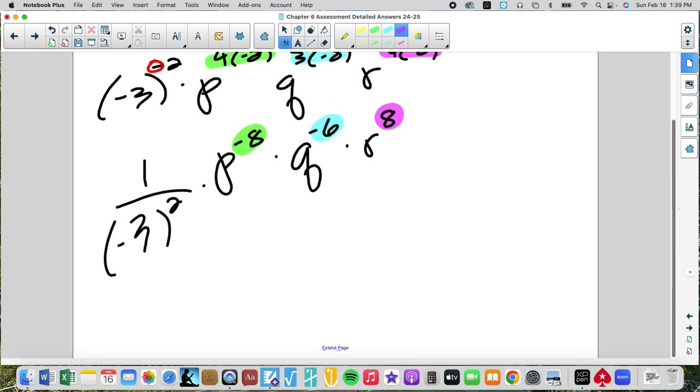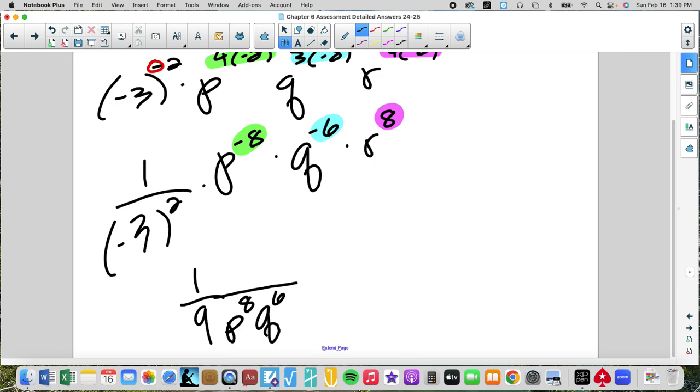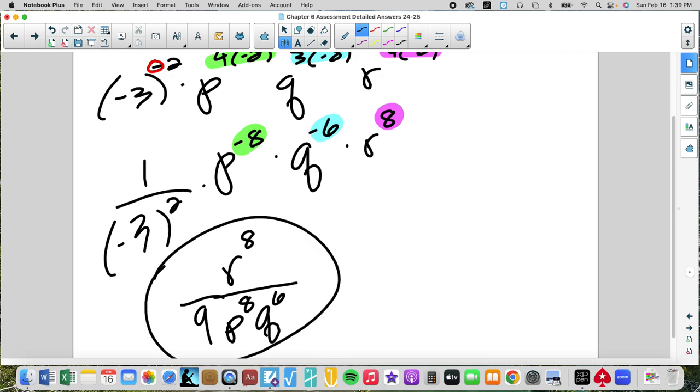All right, now I'm going to deal with those negative exponents. So I have 1 over -3 squared, which is 1 over 9. I have p to the -8. I'm going to take care of that negative exponent, putting it in the denominator. I have q to the -6. That's going to go down in the denominator. And then I have r to the 8th up in the numerator, because that can stay up there. I erased the 1 because I don't need a 1 in front of the r to the 8th. And that's how you can deal with it.